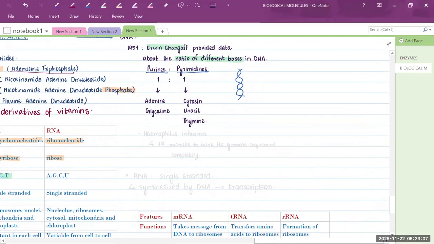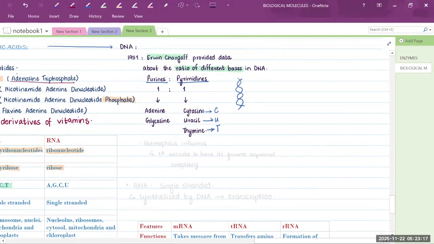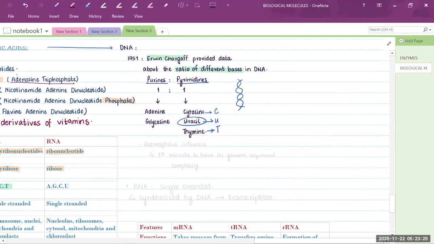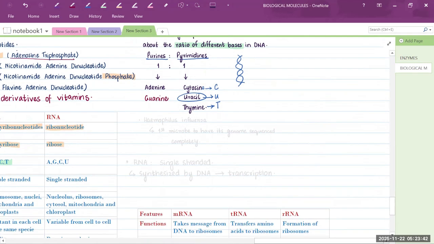What are pyrimidines? The easy way to remember this is CUT: cytosine, uracil and thymine. We won't include uracil in the DNA, we'll include it in the RNA. For the purines, we have adenine and guanine. Okay, it's guanine, I don't have that marker here. So we have adenine and guanine in the purines.